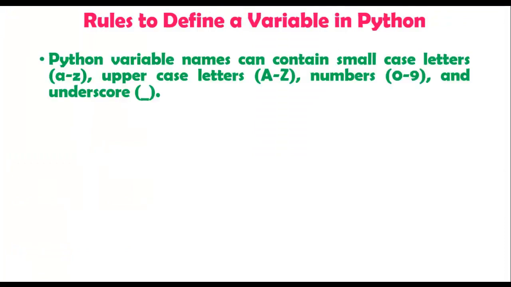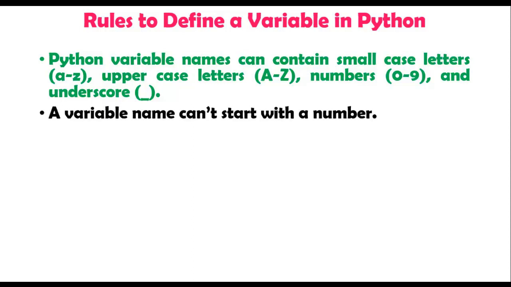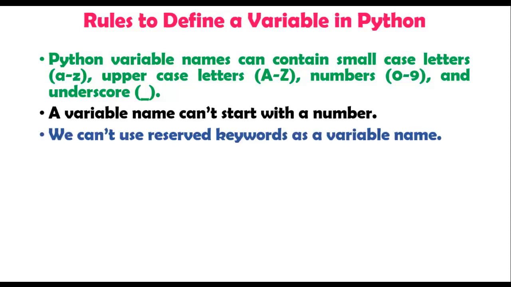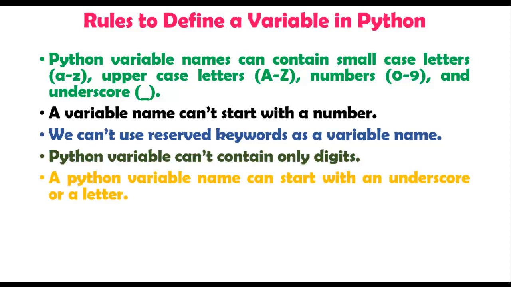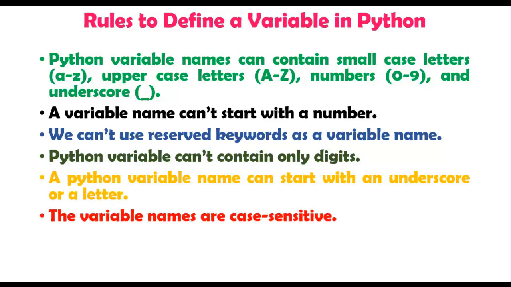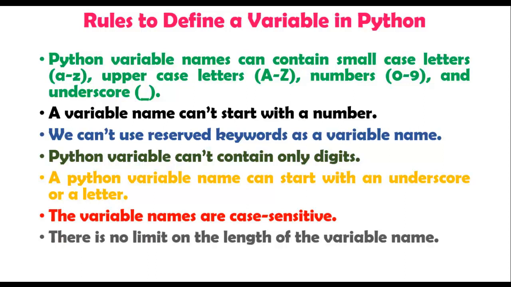First, Python variable names can contain small case letters, uppercase letters, numbers and underscore. In Python, a variable name can't start with a number. In Python, we can't use reserved keywords as a variable name. Python variable can't contain only digits. A Python variable name can start with an underscore or a letter. The variable names are case sensitive. There is no limit on the length of the variable.